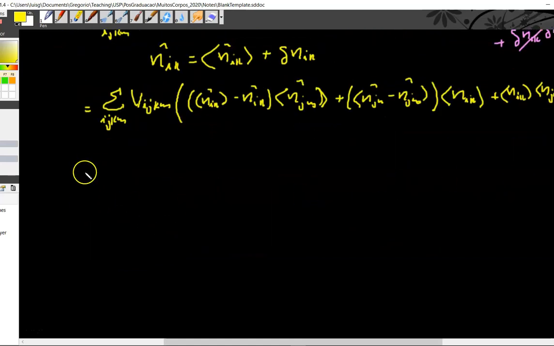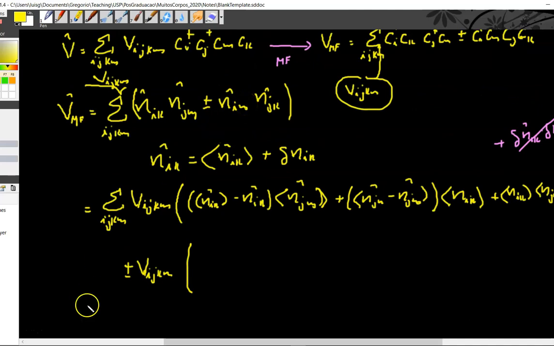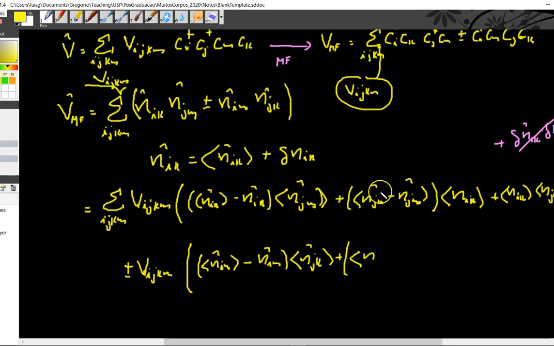But then there's going to be the other term, which is going to be plus or minus the same V_IJKM, right? Remember, I and K, J and M. And this one comes from the second, which is the same thing there, but fluctuation in IM. So I and M are in different positions in space. Keep that in mind. IM times the average of JK plus fluctuations in JK. Yeah, here are the fluctuations.